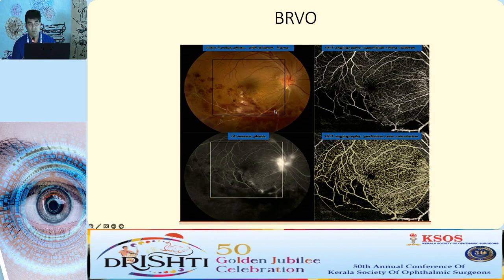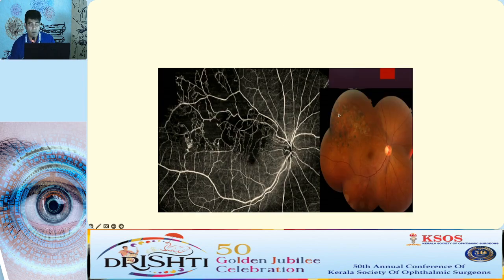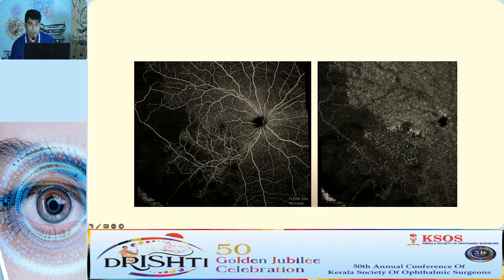This is the picture of branch retinal vein occlusion. This is the fundus photo, and the fluorescein angiogram shows peripheral capillary dropouts, and the same thing is picked up in the OCT angiography. So it is an advantage of the OCT angiogram compared to fundus fluorescein angiography, because we can see almost the same picture. Now this is a montage picture of a lasered branch retinal vein occlusion, and the capillary dropout areas can be seen in OCTA.